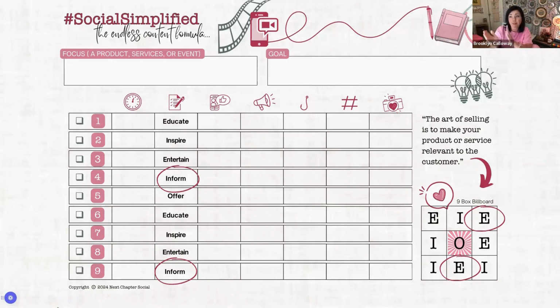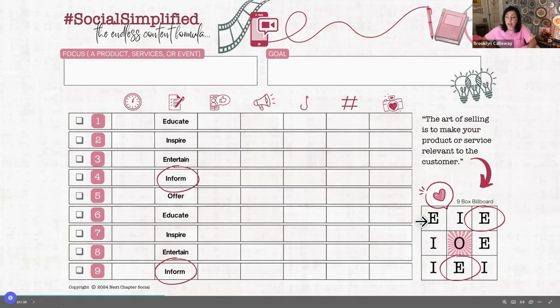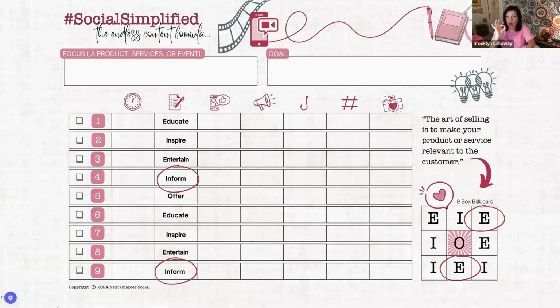Well, if you have this 9-box billboard laid out with EIEIO, EIEI, then you have earned the right to sell. And notice that they all lay out in this perfect formation where the O is directly in the center of all the posts that are earning the right to sell.